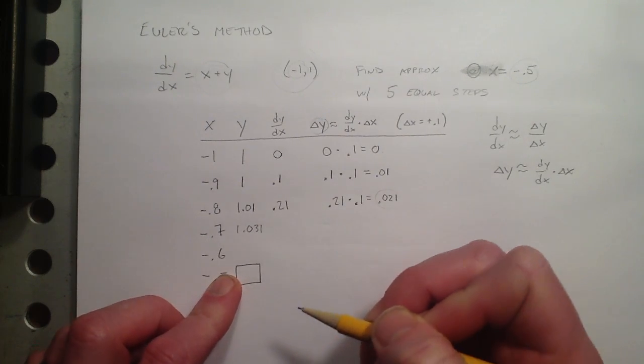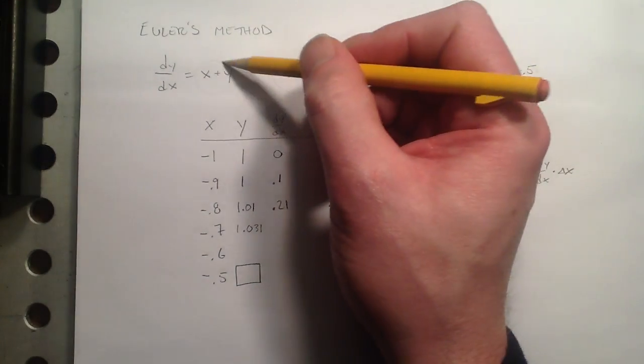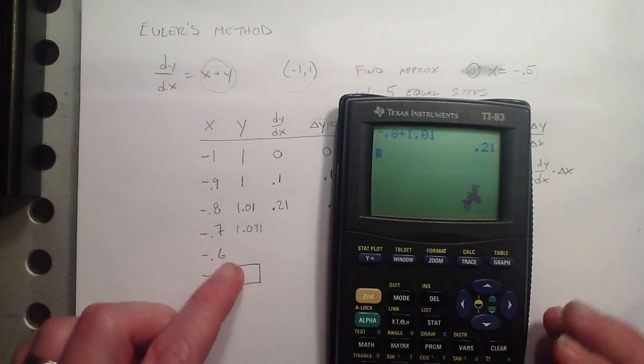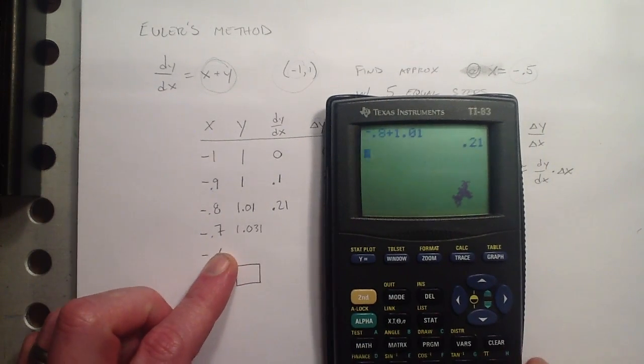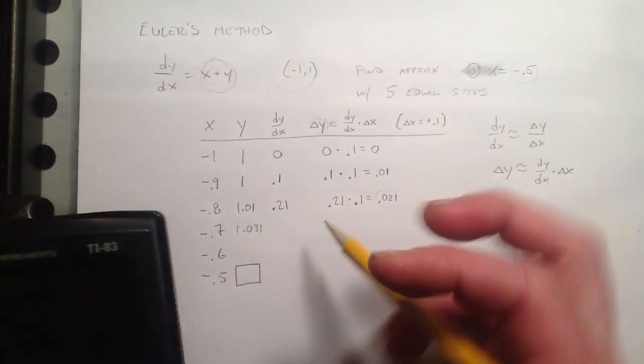1.031. Now to find my new slope, I just follow the recipe of the differential equation, which tells us the slope is x plus y. So now I have -0.7 plus 1.031. That's 0.331.